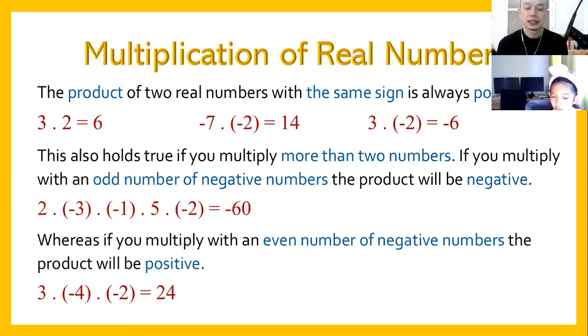Because there are two odd... Oh, no, there are two evens. The sign, yes, correct. There are 2 even negative numbers.